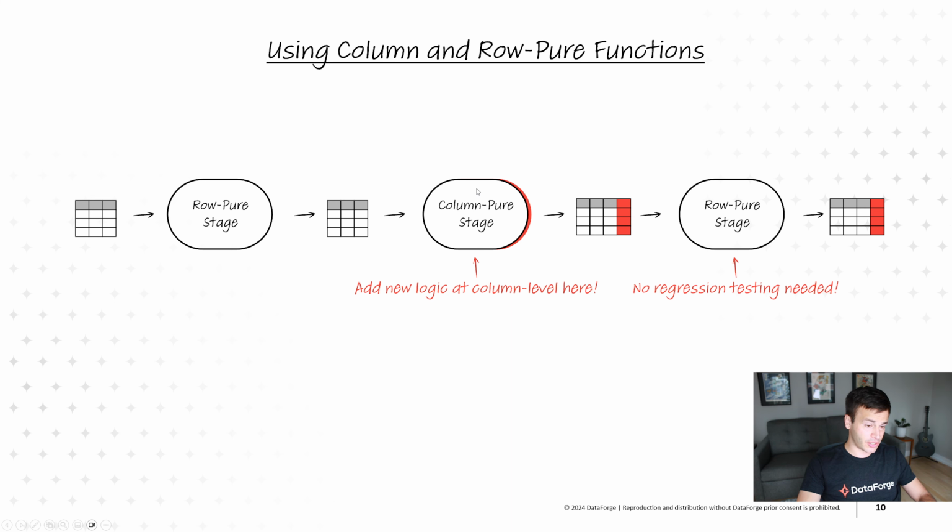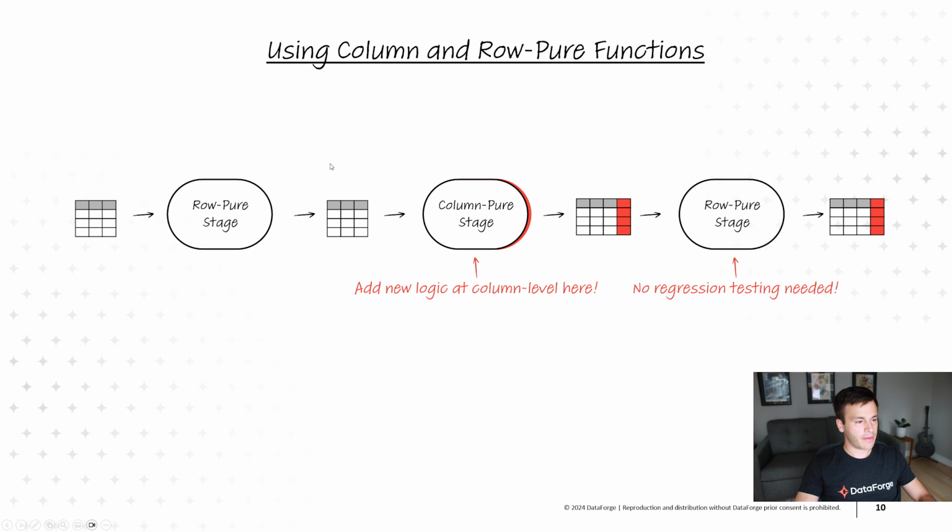One of the advantages of column purity and separating out column pure from row pure is, by just the simple addition of adding a new column to a table, if you don't have this intermixing of the two logical constructs of column and row pure, the regression testing becomes really straightforward. So let's look at an example, right?